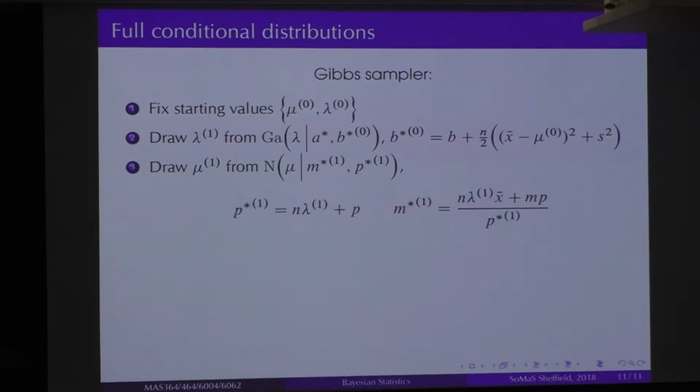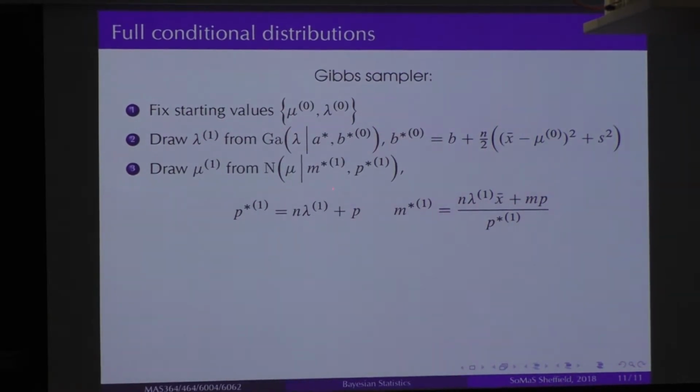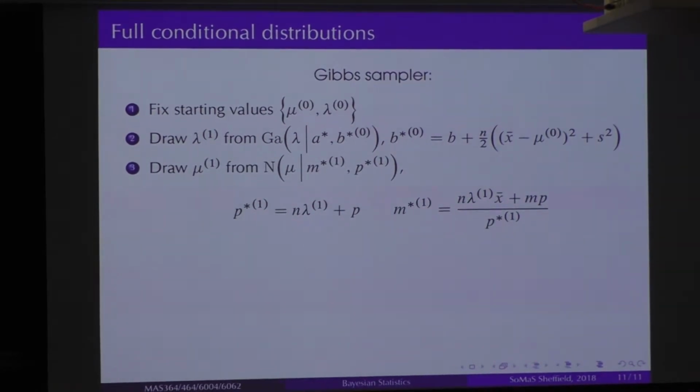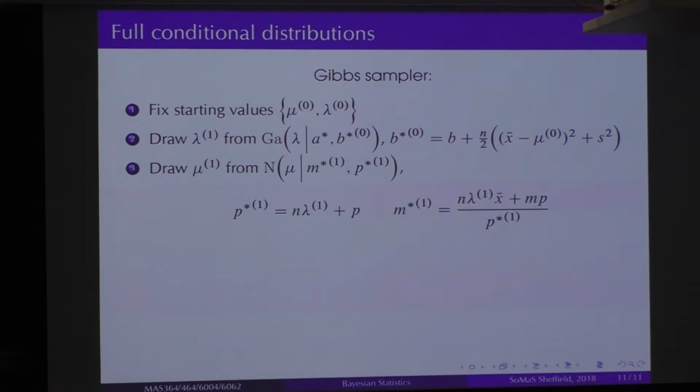So now that I have updated lambda, I will update mu, and that will come from this Gaussian distribution. And now the mean and the precision of this Gaussian both depend on lambda. So I need to use, again, the most up-to-date value of the parameters. In this case, I've already updated lambda, so I need to plug that value in there. Okay? And that completes the first full cycle of my Gibbs sampler. I've gone through each full conditional, I have proposed new values and updated the chain to the next point.